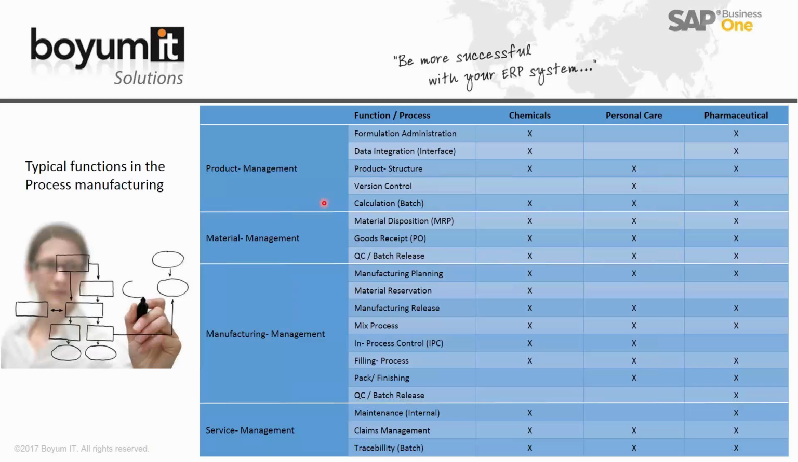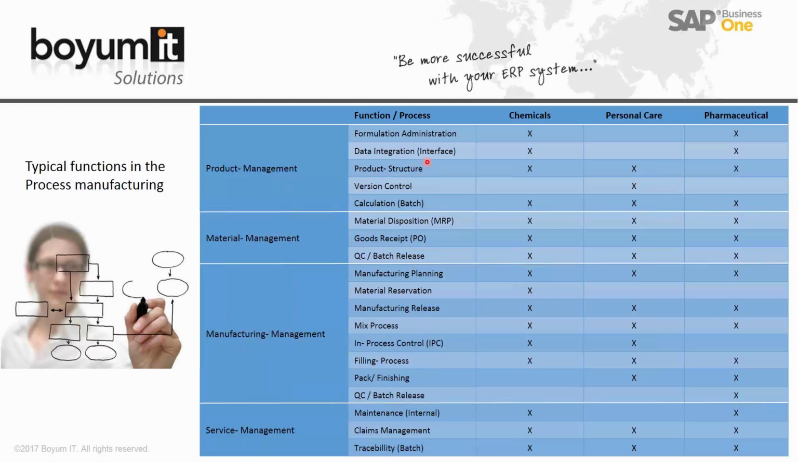Yeah, then next, this slide comes to the processes or to the functions. So our idea is to give you a guideline on a rough level. On the right side, you see the areas we have, or the modules or the functions. You have a general product management. You have then the material management itself. You have then manufacturing management and maybe service management.